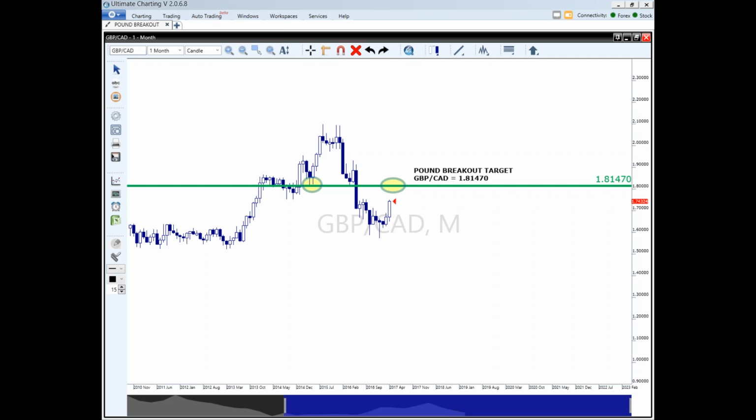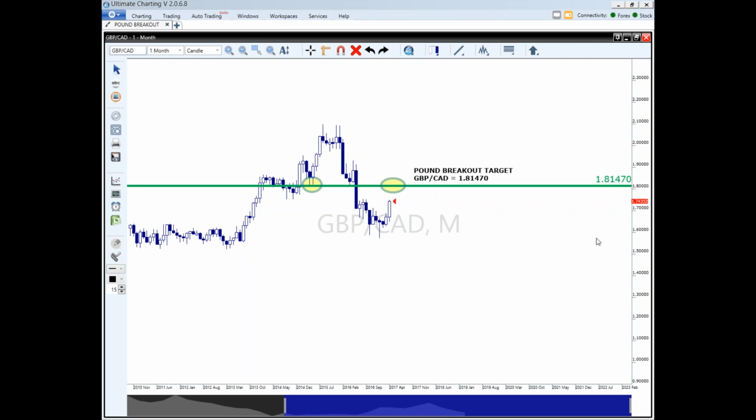So the pound prediction, GBP Canadian, monthly, pound prediction target is the price point of 1.81470. Type in a Y or a yes if you just got that in the chat box.